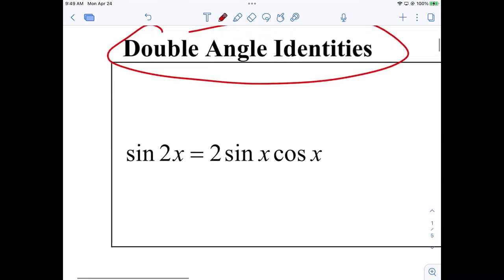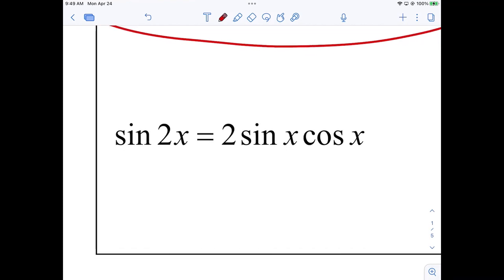And what they allow you to do is to express an angle that's twice as big in terms of an angle that's half as big. So we call that angle 2 times x. And notice we can express it in terms of single angle x. So that's the first one you want to memorize. Sine of 2x is 2 sine x cosine x. Think about it as pulling the 2 out front and adding a cosine.